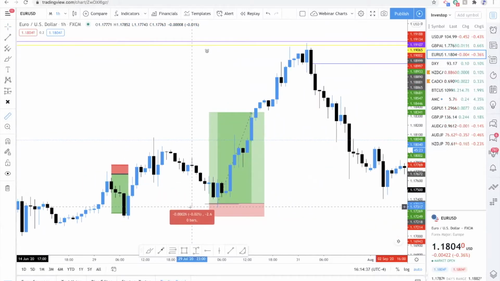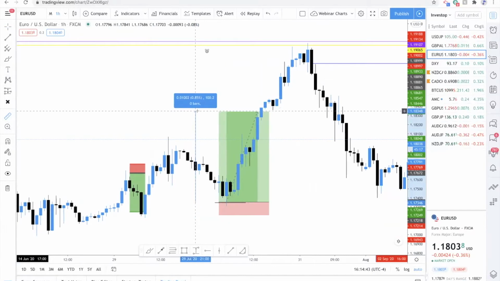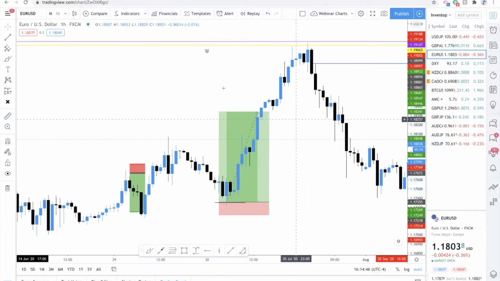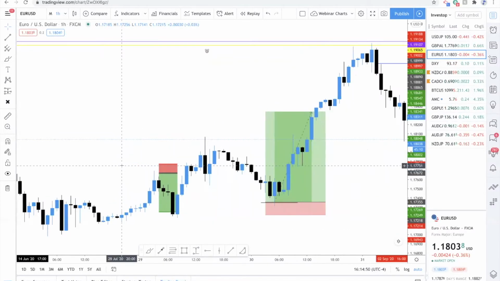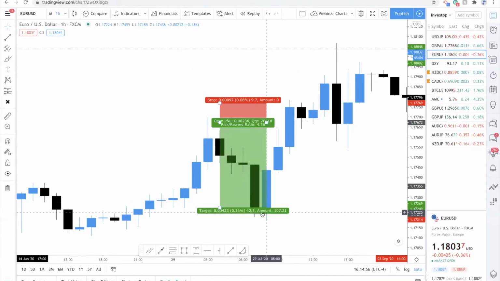So a 3 pip drawdown. And then let's see, over 100 pip reward, or just 100. And see, price went up higher. This one was a quick in and out, just like today's was. Comes up, comes right back down, and we're done.